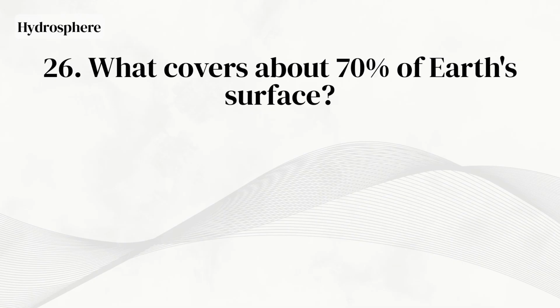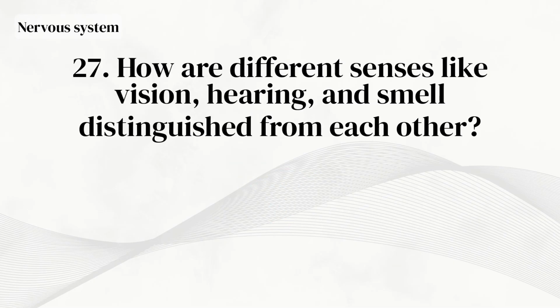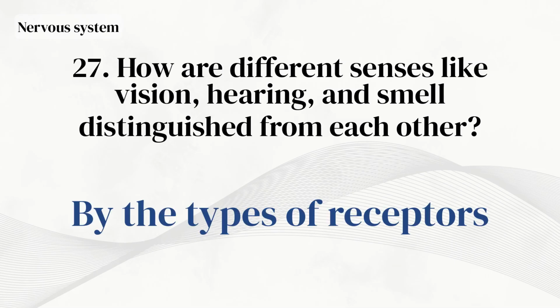What covers about 70% of Earth's surface? Water. How are different senses like vision, hearing, and smell distinguished from each other? By the types of receptors.